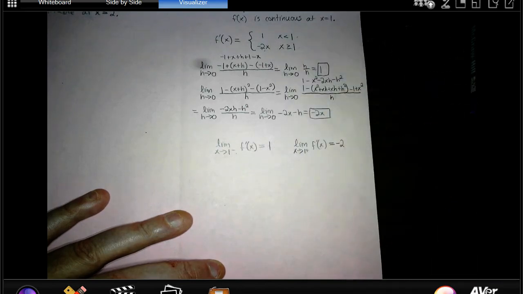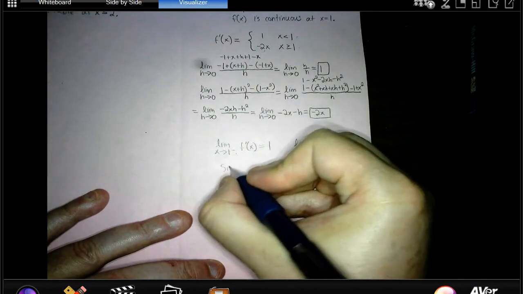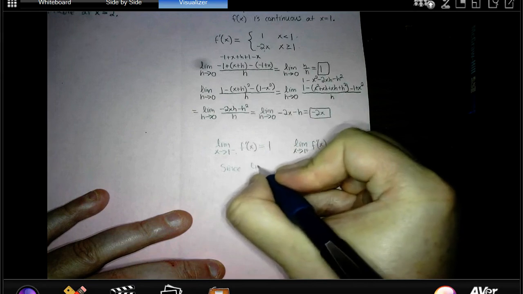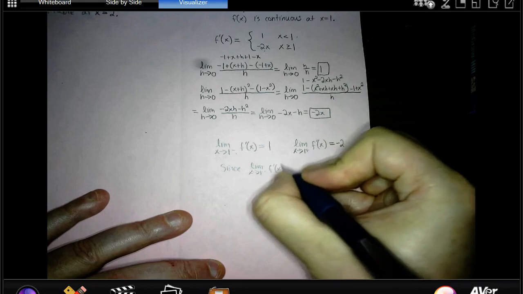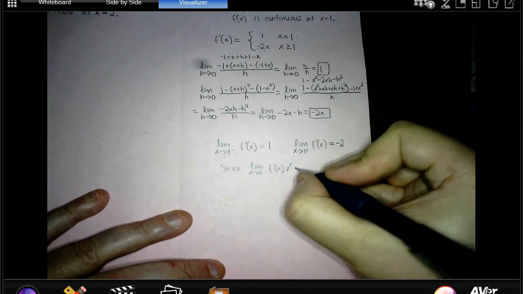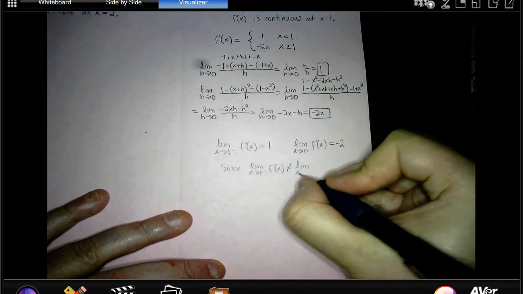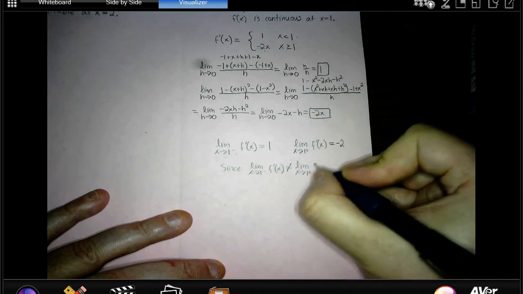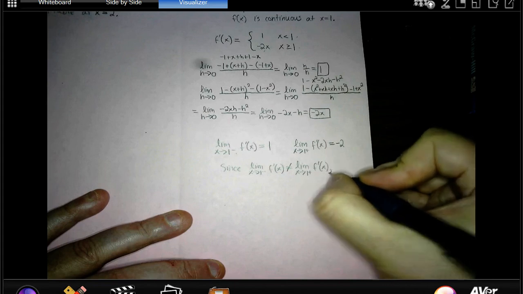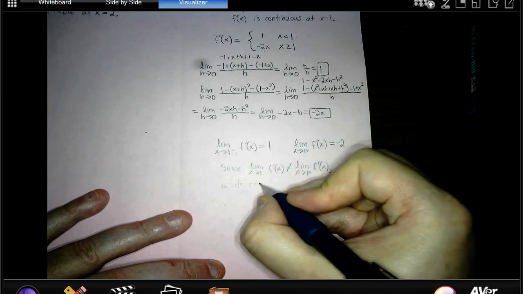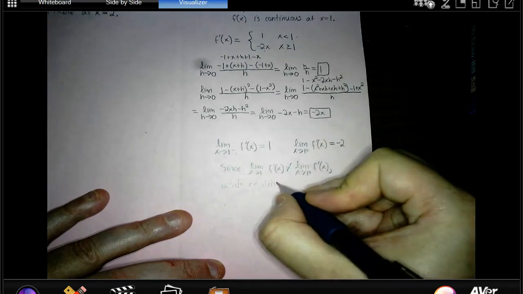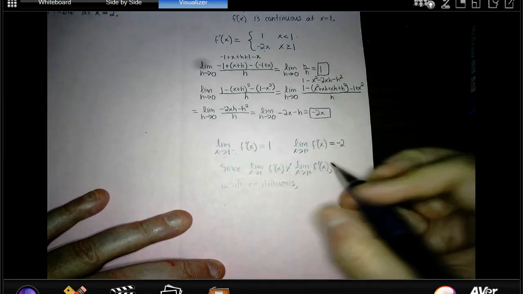Since those slopes are not the same, we have a function that is differentiable at all values of x except 1, continuous at all values of x, including 1, but it makes false the second part of the definition of differentiability. Consequently, this function is differentiable at all values except x equals 1.